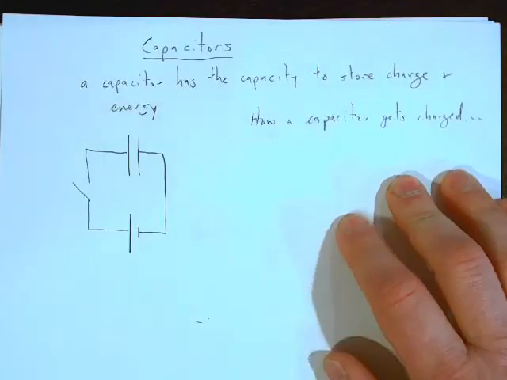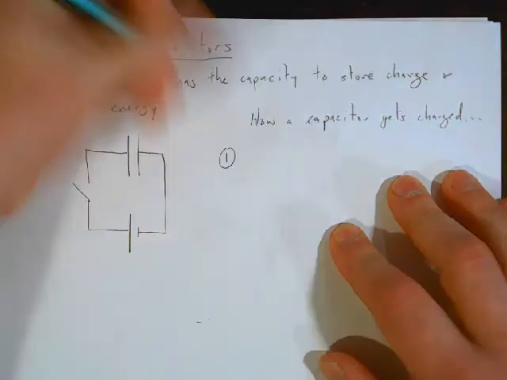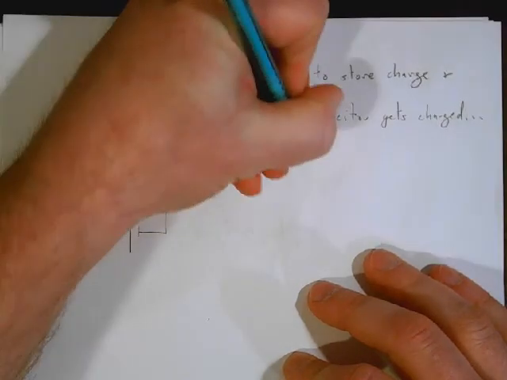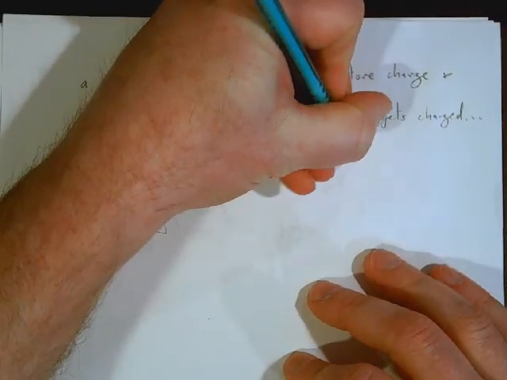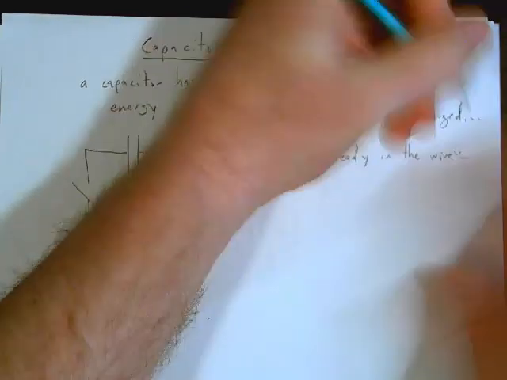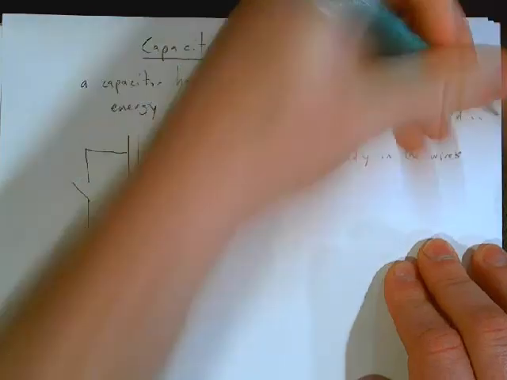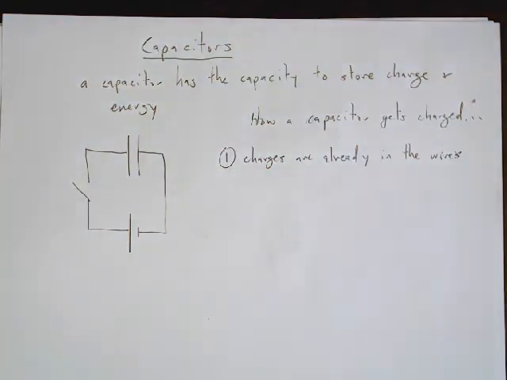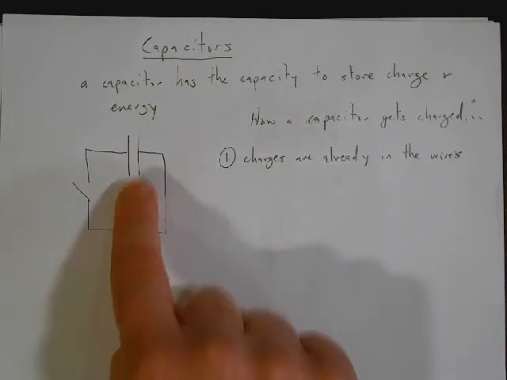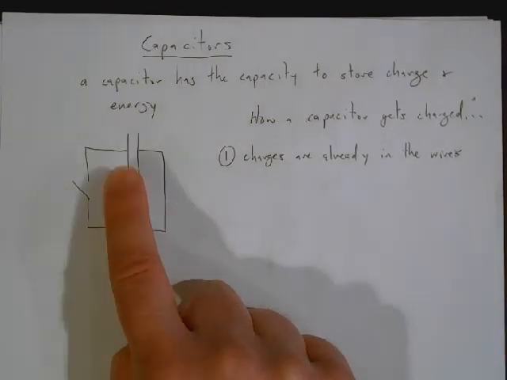Okay. So the first thing I want to make sure you realize is that charges are already in the wires. So I don't want you to think that you're getting charges out of the batteries. You're not. It's just the charges are already there. So here's what happens when you start with a neutral capacitor.